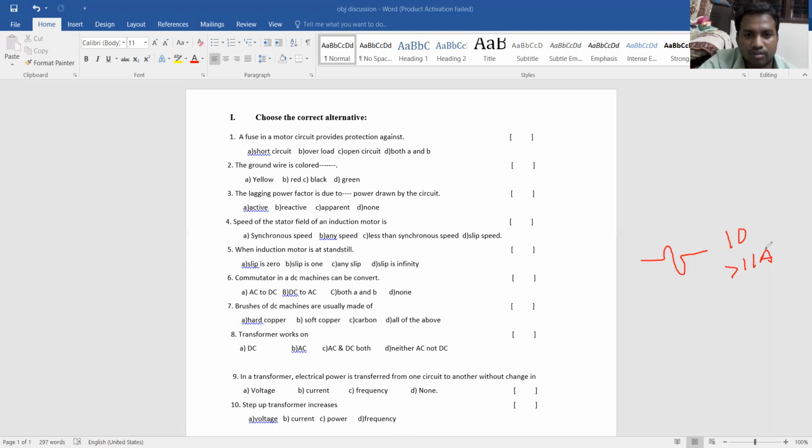Now coming to the next question, the ground wire is colored. Generally in India, ground wire is green color. For the protection purpose, we are using ground wire as green color.